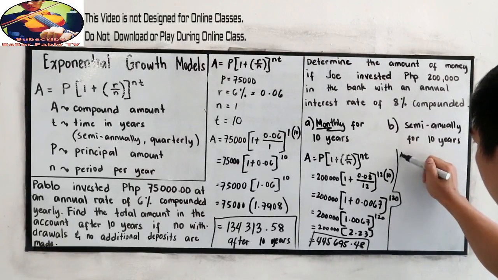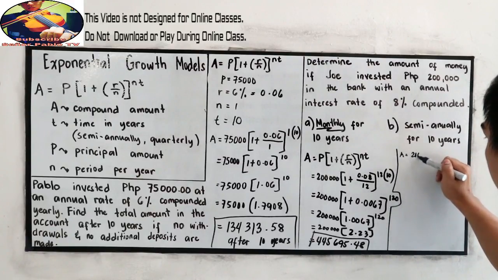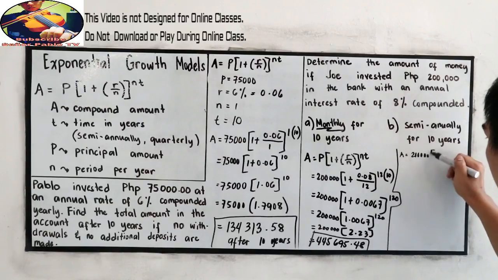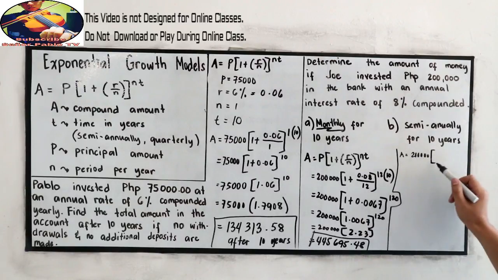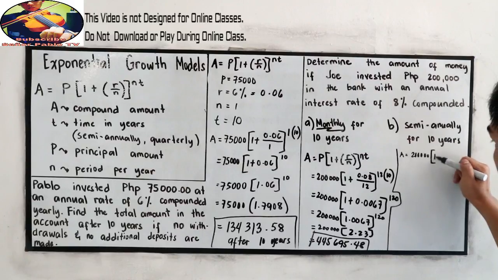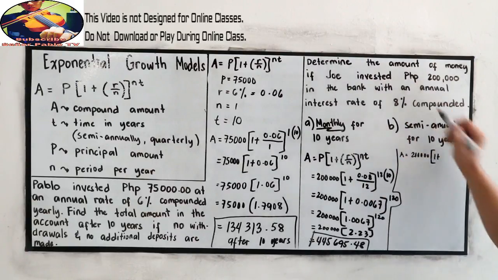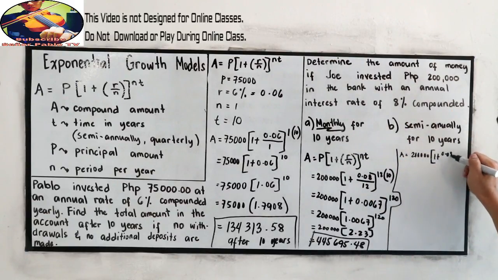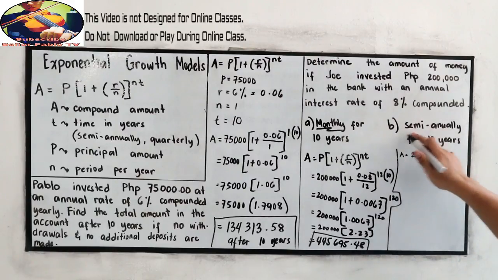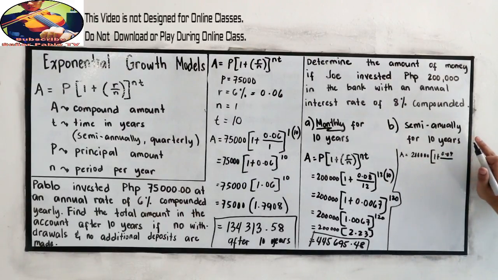So A is equal to 200,000 times 1 plus our R is the same, 0.08, over our N, which is semi-annually. Semi means 2, so this will become 2 raised to 2 times our time, which is 10.